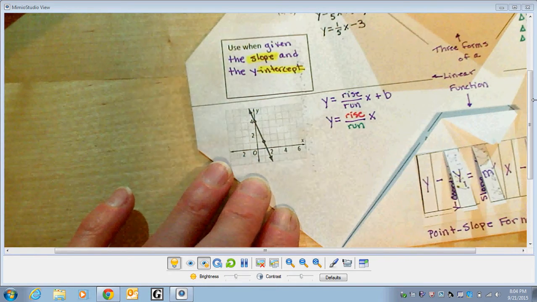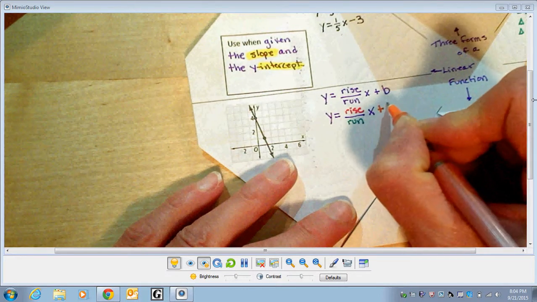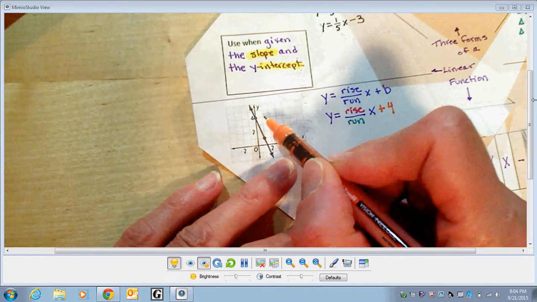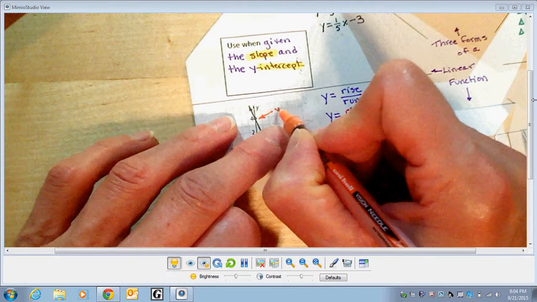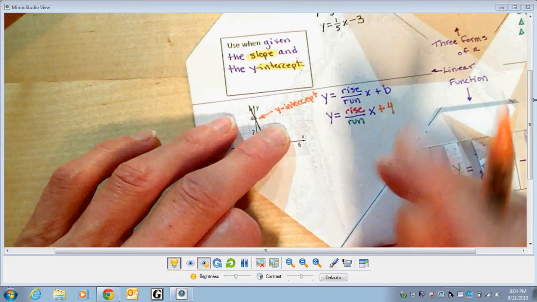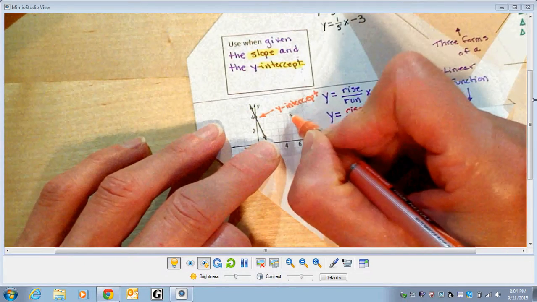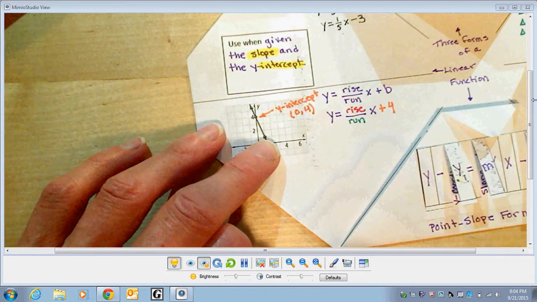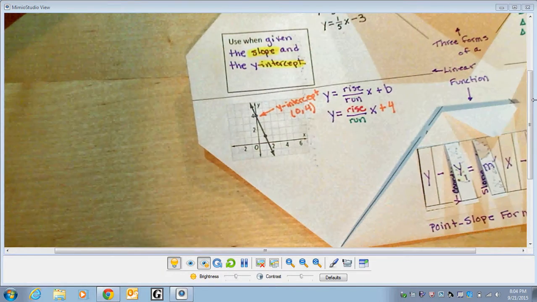So I'm going to write that as a plus 4. Okay? So that's my y-intercept right there. In fact, I'm going to put a little arrow right there, and I'm going to write y-intercept. That's where my y-intercept is, right there at the 4. And if I was going to write that as a coordinate, it's (0, 4). Okay, so now I have to figure out my rise and I have to figure out my run.